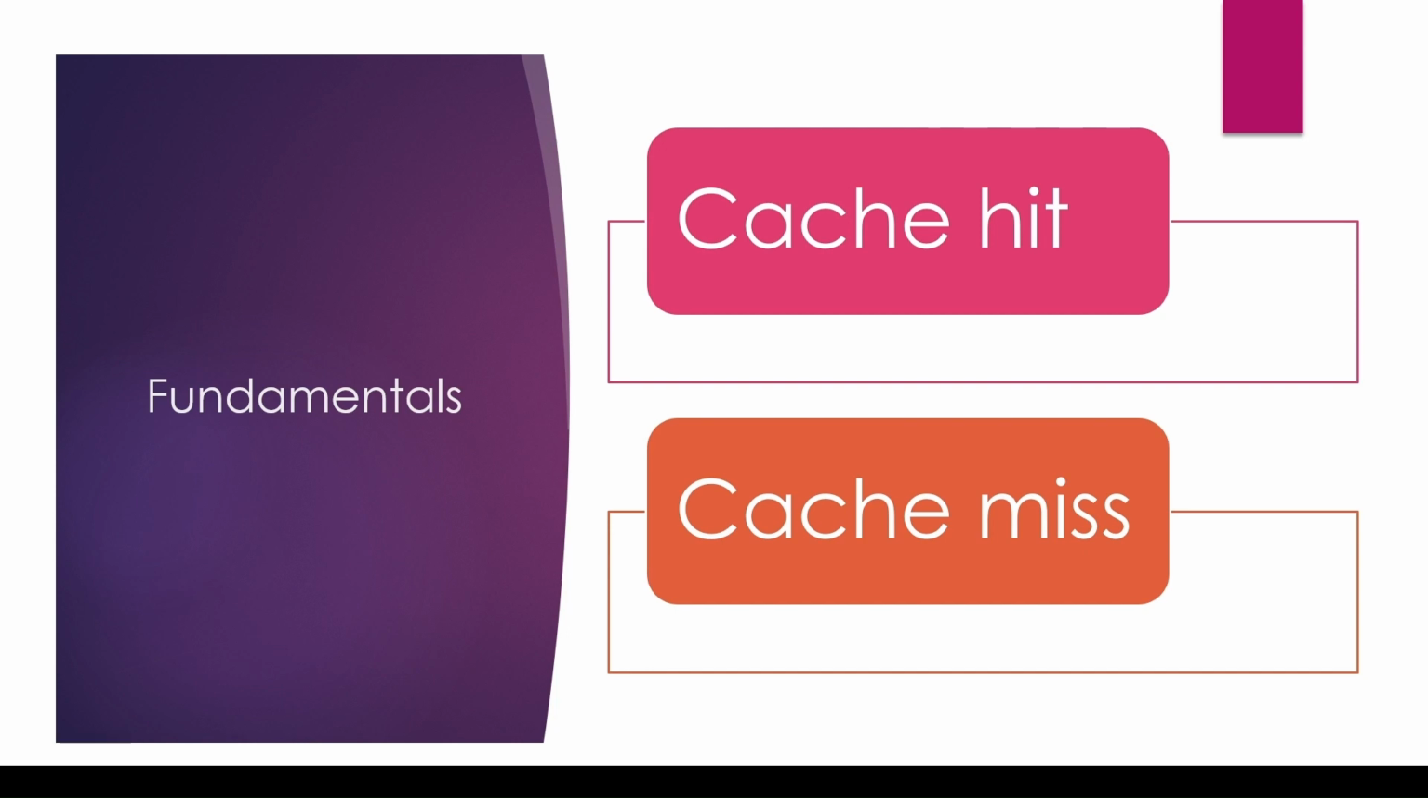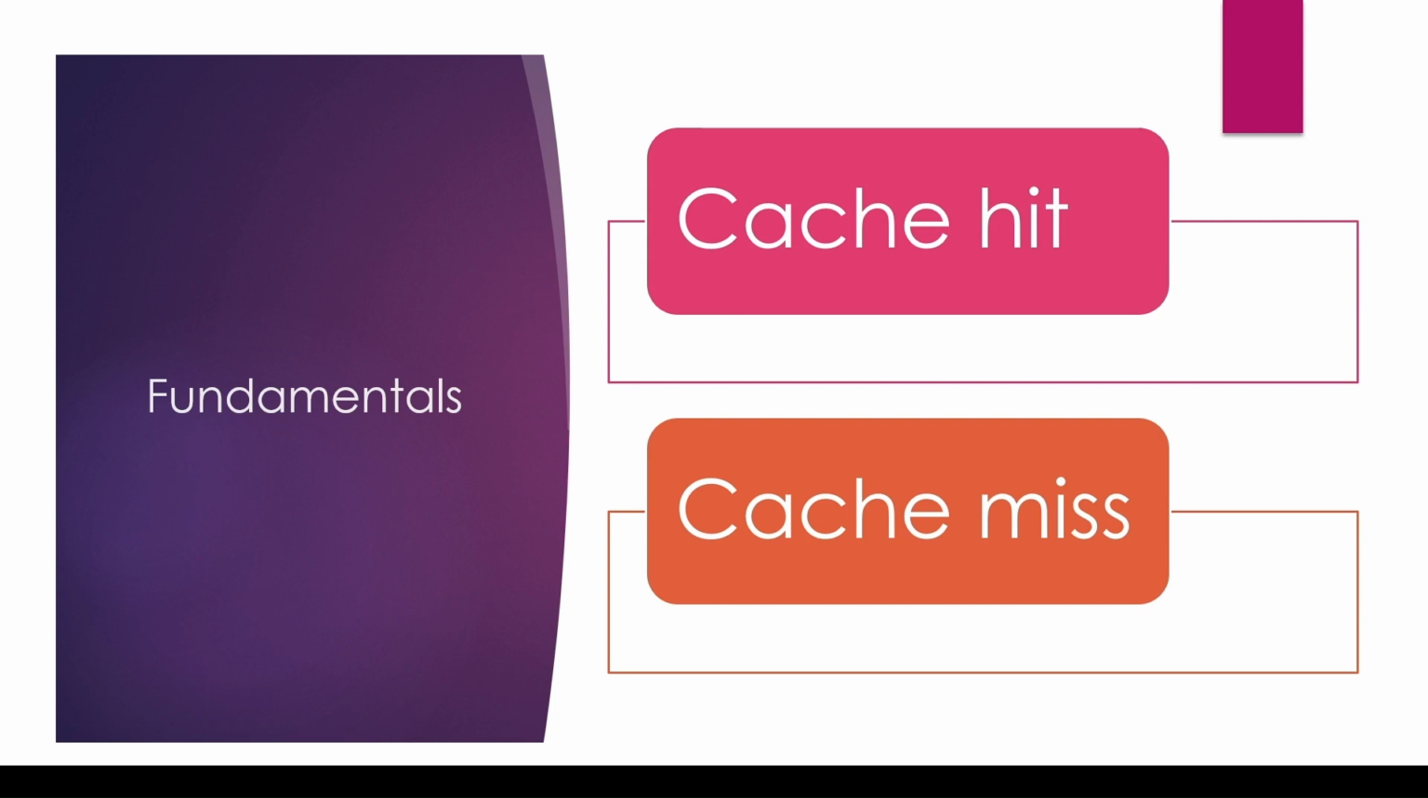The first thing we need to understand is the concept of cache hit and cache miss. Let's talk about these now. What is a cache hit? A cache hit occurs when we request a piece of data and we find it in the cache. That means the data that we requested is already stored in the cache memory. So we don't have to go back to the original source.